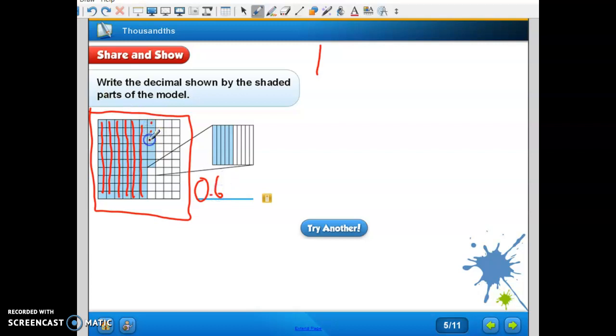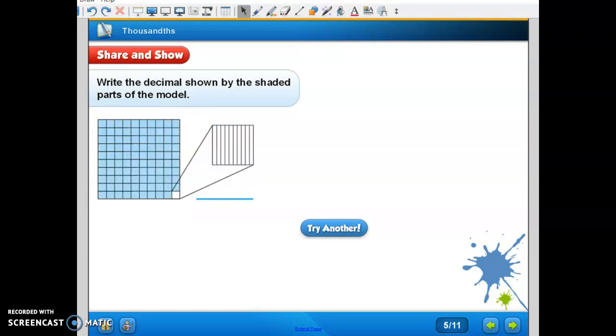Now we've got to count these little squares. 1, 2, 3, 4, 5, 6. We have 6 hundredths. And then how many thousandths? 1, 2, 3, 4, 5. So it's important that you remember that this is the whole number 1. Okay? This says, write the decimal shown, and this one is number 4.